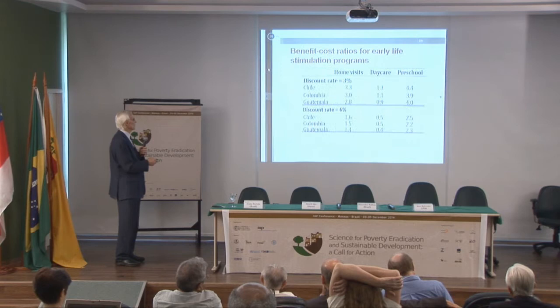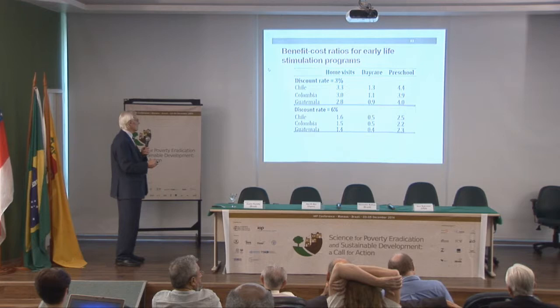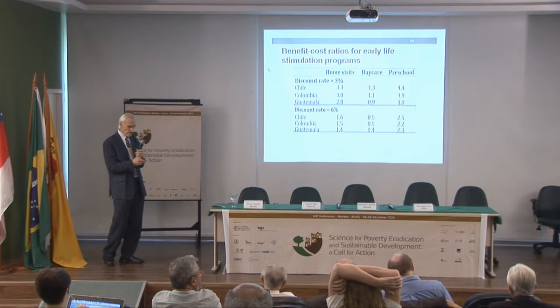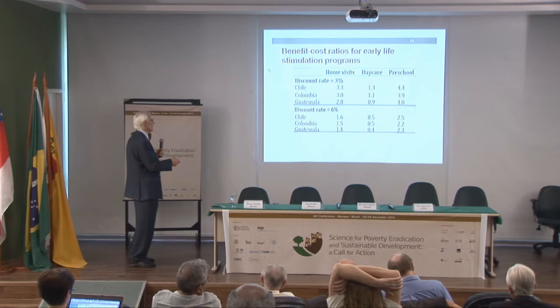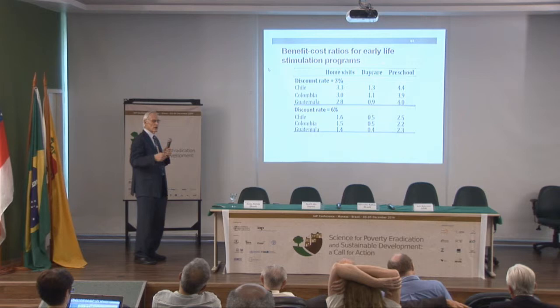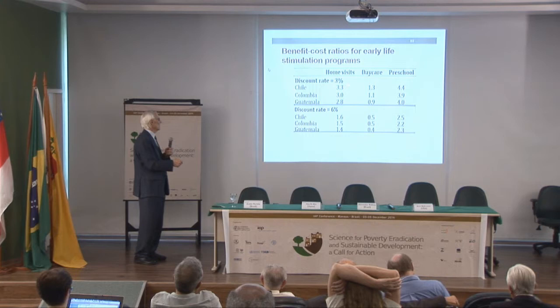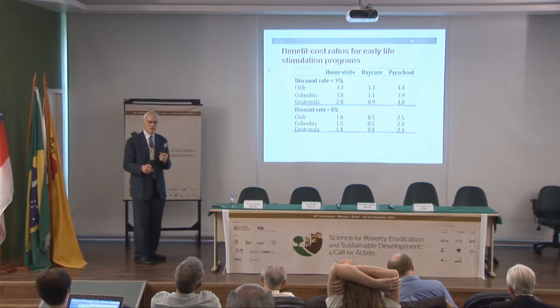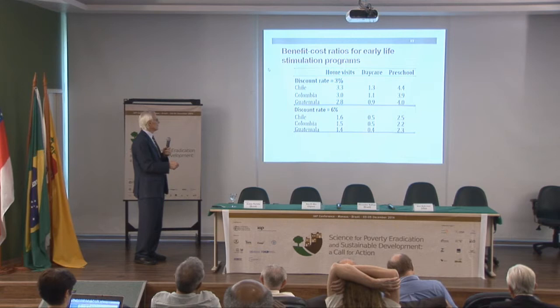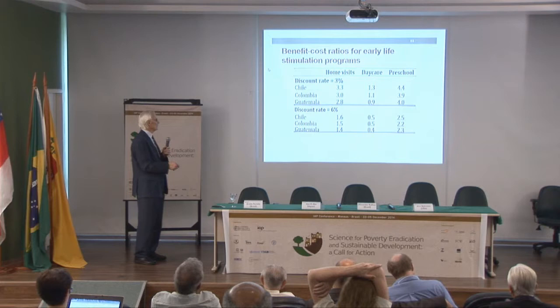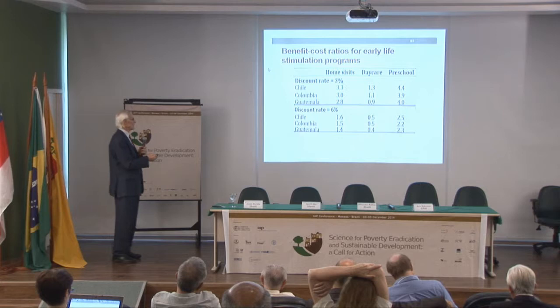Some estimates of benefit to cost ratios for early life stimulation programs, based on pretty careful trials and evaluations, suggest that home visit programs, along the lines I spoke of in Colombia, where a community worker visits and helps the mothers learn to better stimulate their children, seem to have benefit cost ratios on the order of magnitude of 3. Preschool programs a little higher, pure daycare a little lower. These are at 3% discount rates. Of course, they all go down at 6%. But still, at least the home visits and the preschool seem like attractive investments.